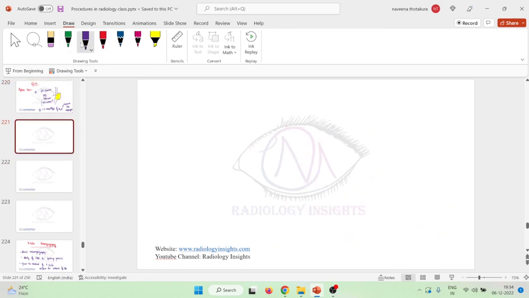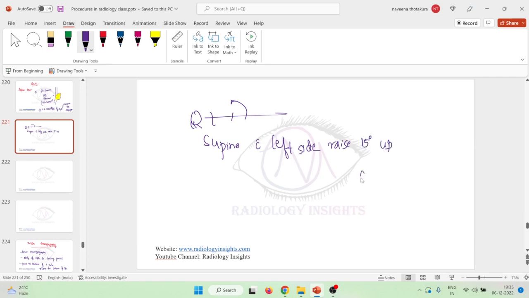Now you will have to ask the patient to lie supine. So this is supine position. Then he should be in supine with the left side raised around 15 degrees up. That means he is in supine position, but the left side is raised like this, 15 degrees up.